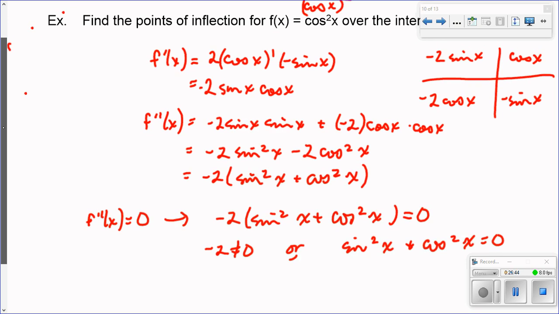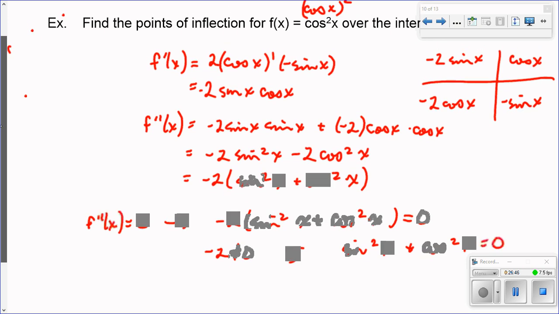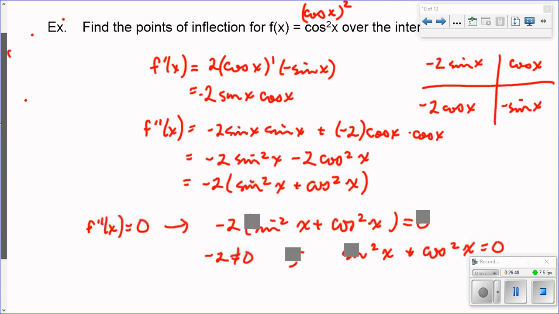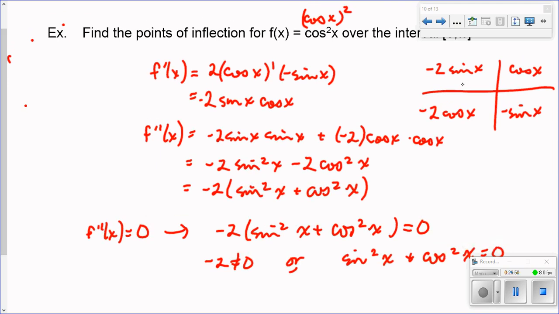I think I've made a small mistake here. I've got a product here. Sorry, my mistake right here. This is something I've got to go back and fix. This is negative 2 sine x times negative sine x, so it'll be a plus. Okay, that's going to make that a.